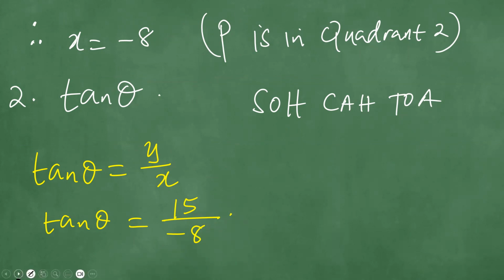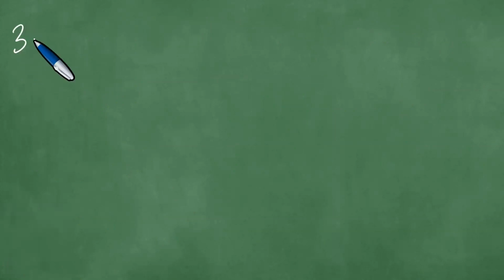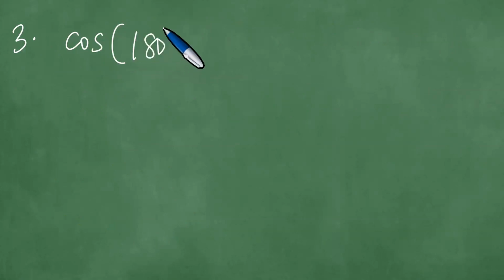Okay, we look at the next question, please. Right, so the next question is part 3. We want to continue to find the cosine of 180 degrees minus x. How do we do this one, Tando?